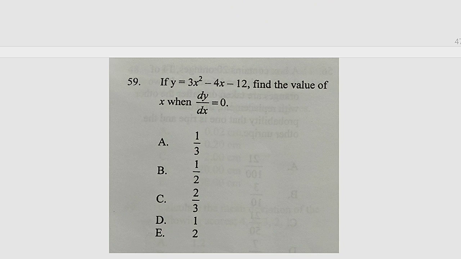Question number 59. If y is equal to 3x squared minus 4x minus 12, find the value of x when the first derivative is equal to 0. Meaning we are going to differentiate y with respect to x, which is going to give us, the 2 will drop down to multiply 3. That will give us 6. x raised to the power of 2 minus 1 is 1. You move to the next one.